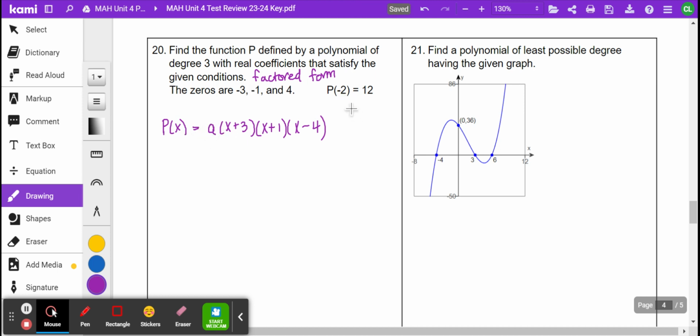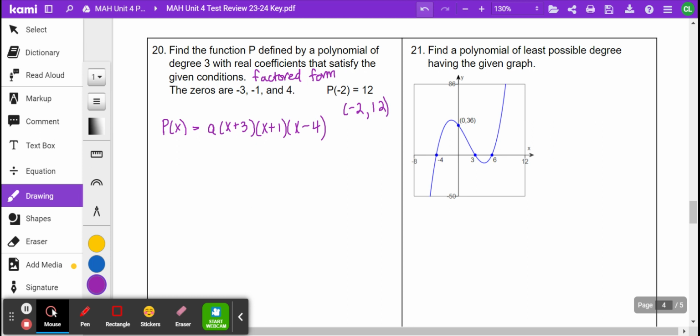And what tells me that we are going to find an a value is that they gave me this point over here. They gave it to me in function notation. They can also give it to me on a graph. By the way, that's what they did in number 21. They gave it to you on a graph. So here's what we're going to do. We're going to ask you to plug in the x and the y.